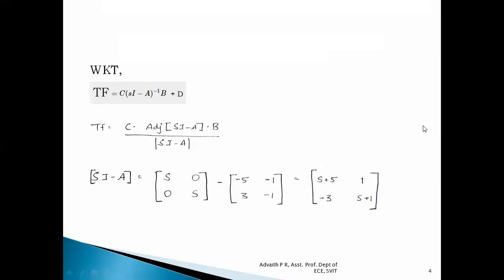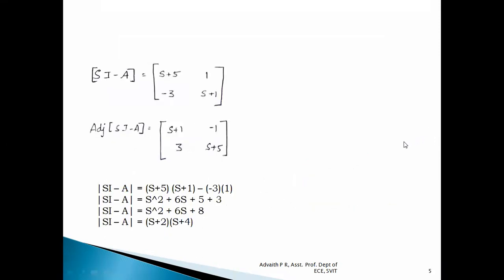So after obtaining the sI minus A matrix, we need to find the adjoint of it. To find the adjoint of a 2 cross 2 matrix, the diagonal elements will be interchanged, and we change the sign of the other elements present in the matrix. That is the only thing we do. So adjoint of sI minus A will be, if we interchange the elements present in the diagonal, S plus 1 comes here and S plus 5 goes there, and we change the signs of the other elements. We had +1 here, so that becomes -1 here.